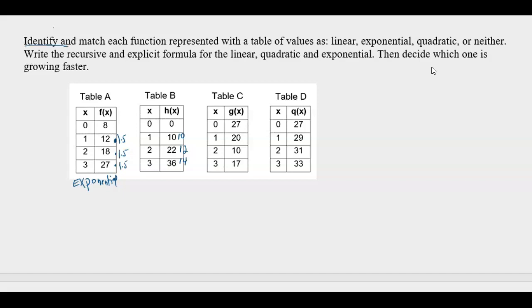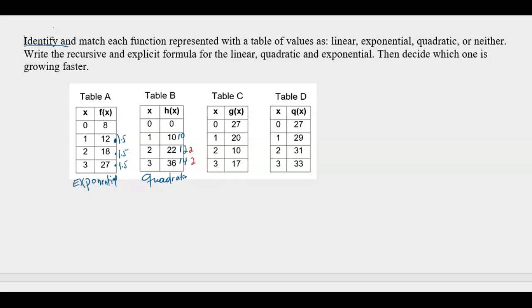So let's see if it is quadratic. From 10 to 12, I add 2. I'm going to use a different color here. I add 2. From 12 to 14 we also add 2. So we can see we have a common difference, a second difference here. Therefore, this one is quadratic. So we have a second difference.